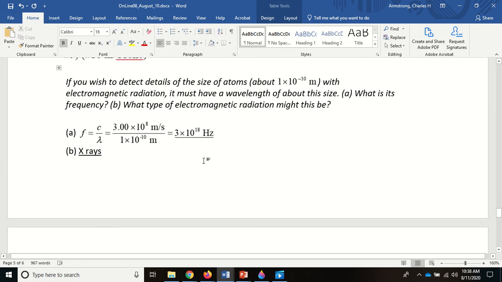You wish to detect details of the size of atoms, about 1 times 10 to the minus 10 meters, with electromagnetic radiation. It must have a wavelength of about this size. What is the frequency? What type of electromagnetic radiation might this be? Your wavelength needs to be this number here. c is set, so you simply solve for frequency because that's what you want. You plug in your 3 times 10 to the 8th meters per second divided by your 1 times 10 to the minus 10 meters, and you get 3 times 10 to the 18th hertz.